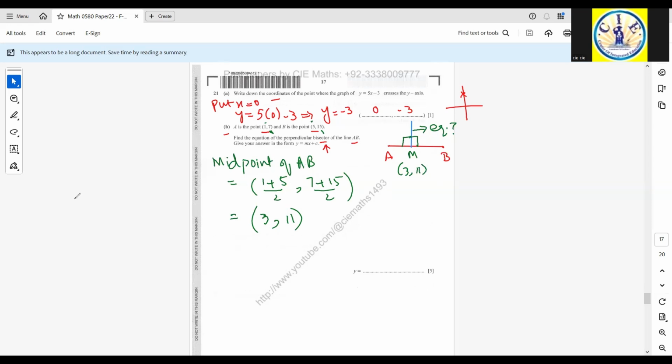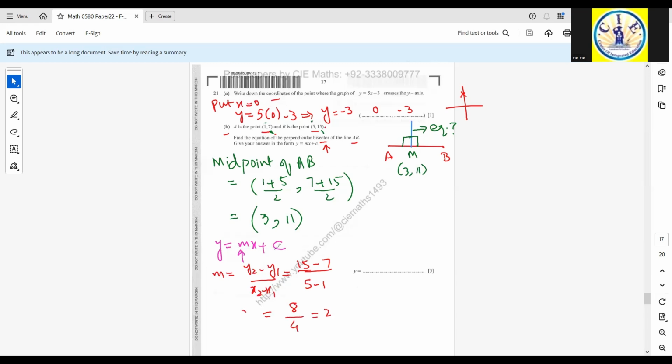For the equation, I need to use the equation y is equal to mx plus c. For this, first of all, I need to find out the gradient m, which is given by the formula y2 minus y1 divided by x2 minus x1. y2 is 15 minus y1 is 7, divided by 5 minus 1, 8 by 4, that is 2.